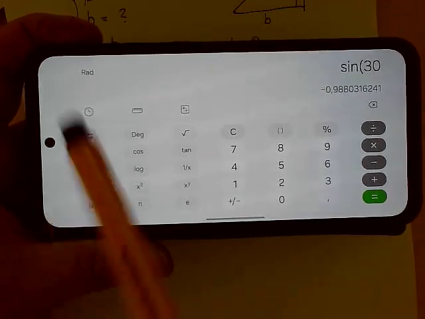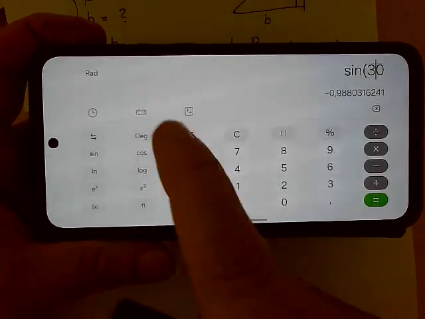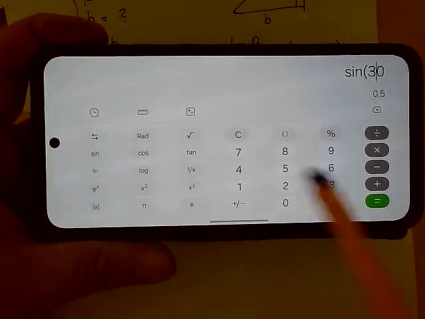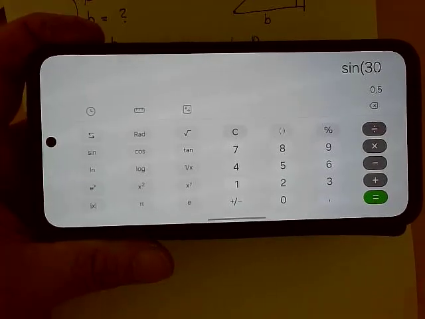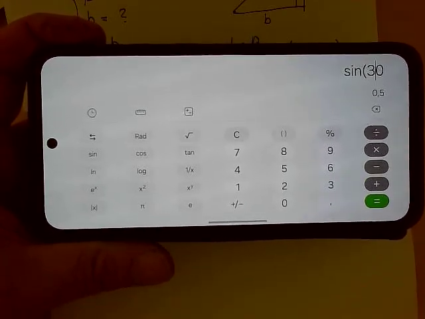But this is strange that now you see the unit, but if you push the deg, so now it is in degrees, but nothing tells you that. I wonder why this has been made. This has been made so stupidly.